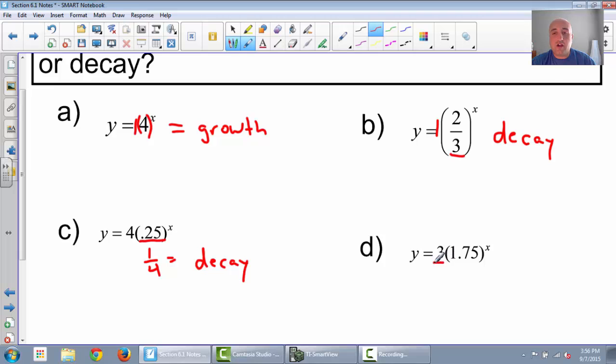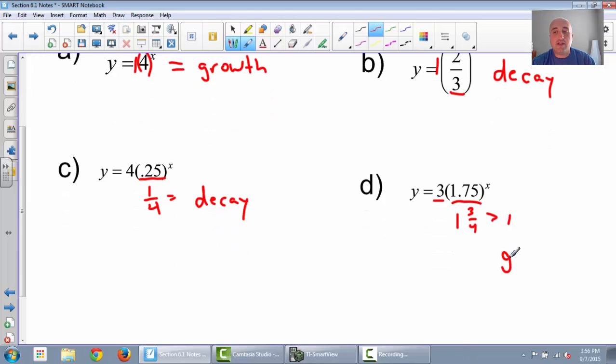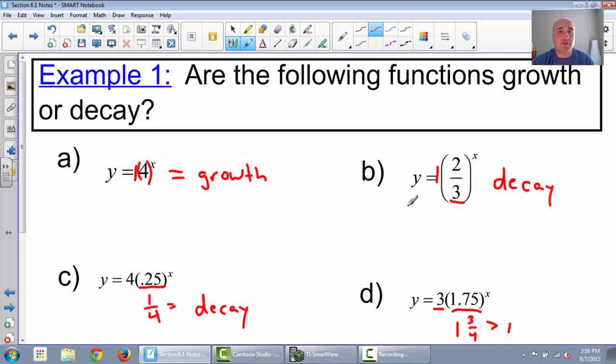And the last one, part D, our a is bigger than 1, which is okay. And our fraction here is 1.75. So that's 1 3/4. That's a fraction, but it's bigger than 1. So that's greater than 1. So that's not a decay. That will make this one a growth because this number is bigger than 1. Anything bigger than 1 automatically makes it a growth. Okay, so those are pretty simple little examples, growth or decay.